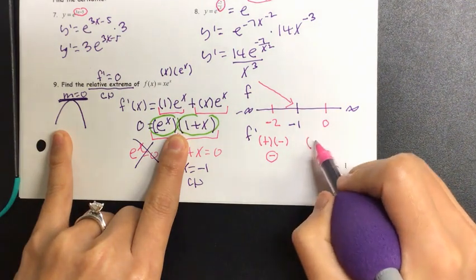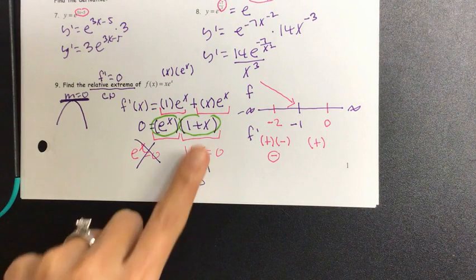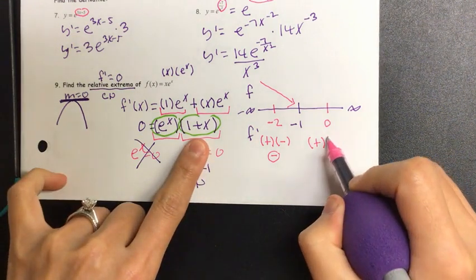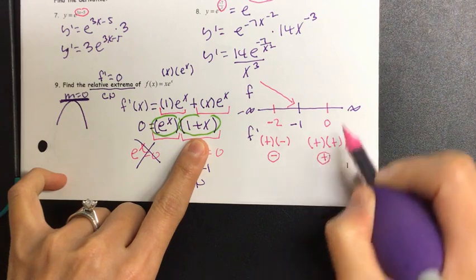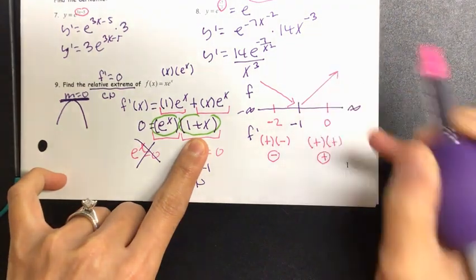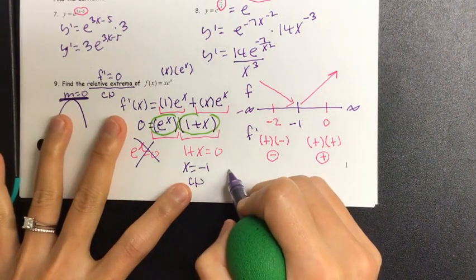The next one, no matter what I plug in, e to the x is positive. What do I get when I plug in 0 into my second factor? Positive. So we know our slope is positive, meaning physically the graph is going up. So is that a relative minimum or a maximum? Minimum. So let's summarize this.